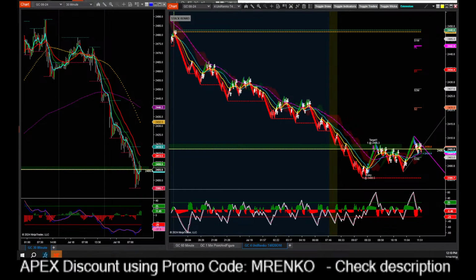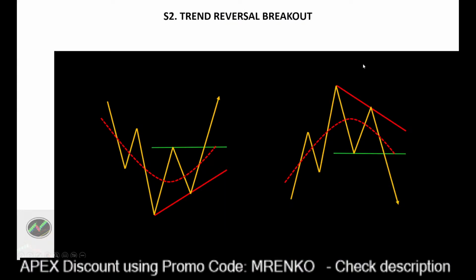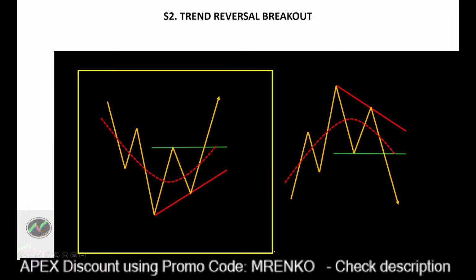So let me show you the trend reversal breakout in the slide here. And this is actually the setup. So you're looking at lower highs and lower lows in this case. So it's a focus on this area right here. Okay, so you see that we are making lower highs and lower lows right here, and then the market makes a pivot low, which is the bottom of the move.